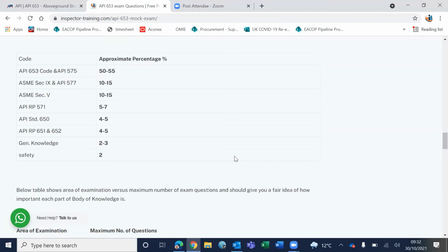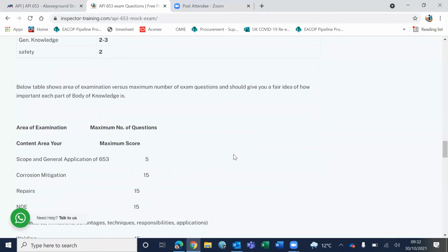So you don't need to focus too much on that, because that's a design or construction code mostly. But they got the inspection section, and that's the reason you need to look at it. 651 and 652 together are around 4-5%, and general knowledge around 2-3%, and then safety you should know is around 2% of the questions.